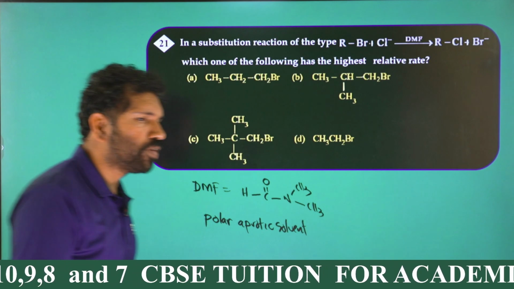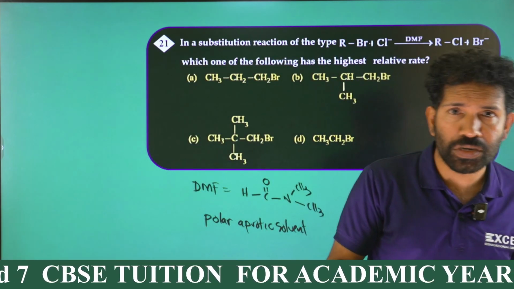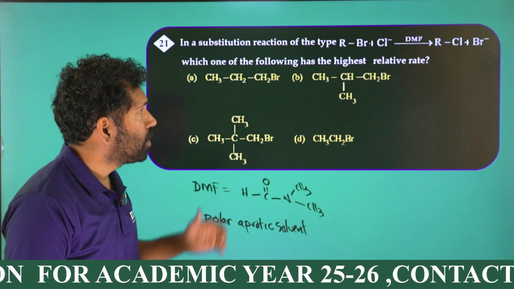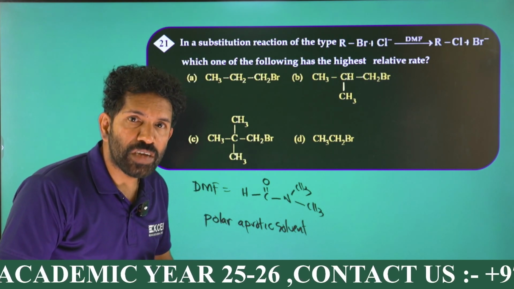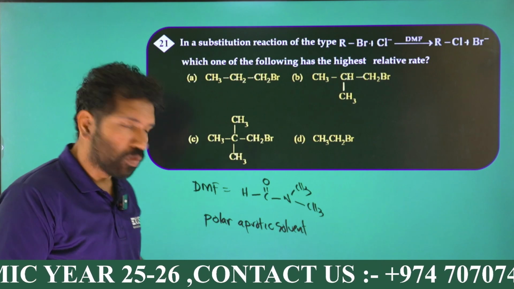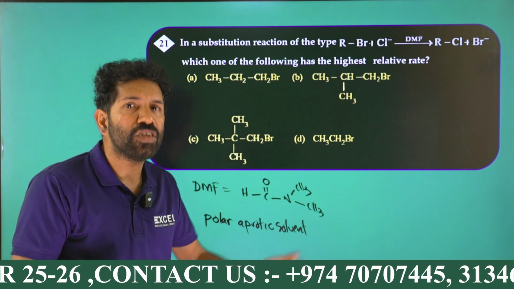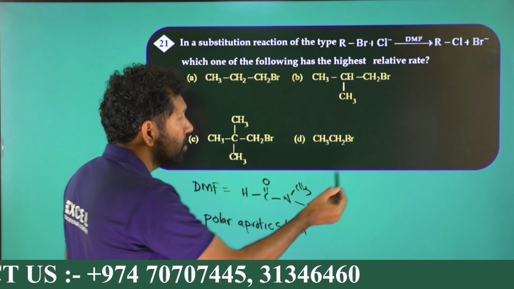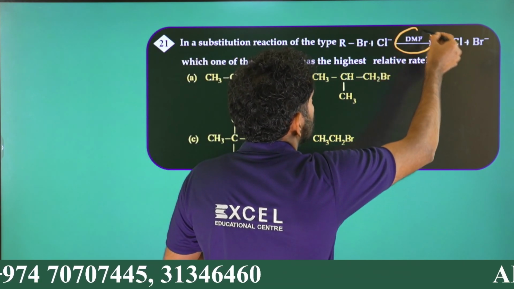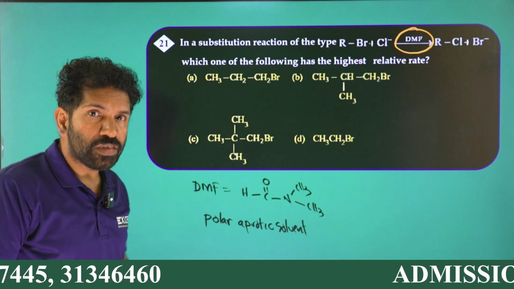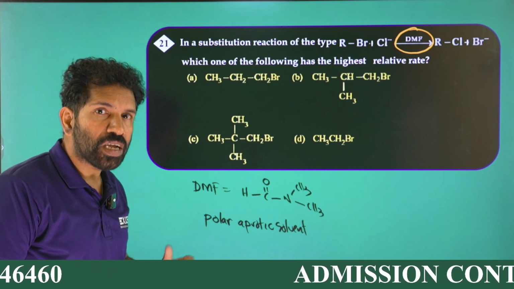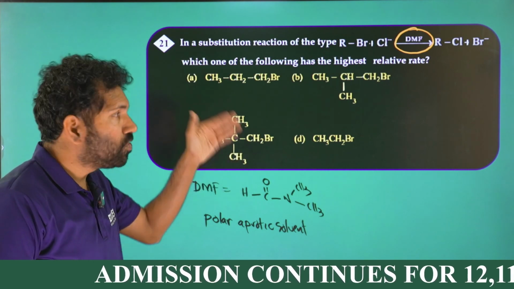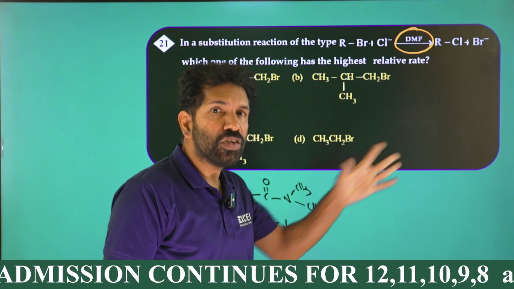What do you mean by aprotic solvent? An aprotic solvent cannot generate H plus ions, right? So a polar aprotic solvent cannot generate H plus ions, and polar aprotic solvents favor SN2. So by checking the solvent, students, here the solvent is DMF. When you have DMF, a polar aprotic solvent, the mechanism will be SN2. So they are indirectly asking which of the following is more reactive towards SN2.